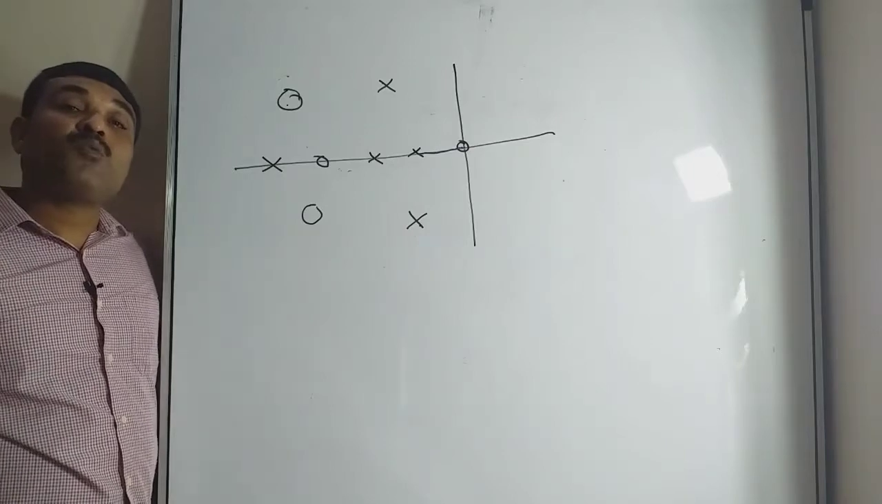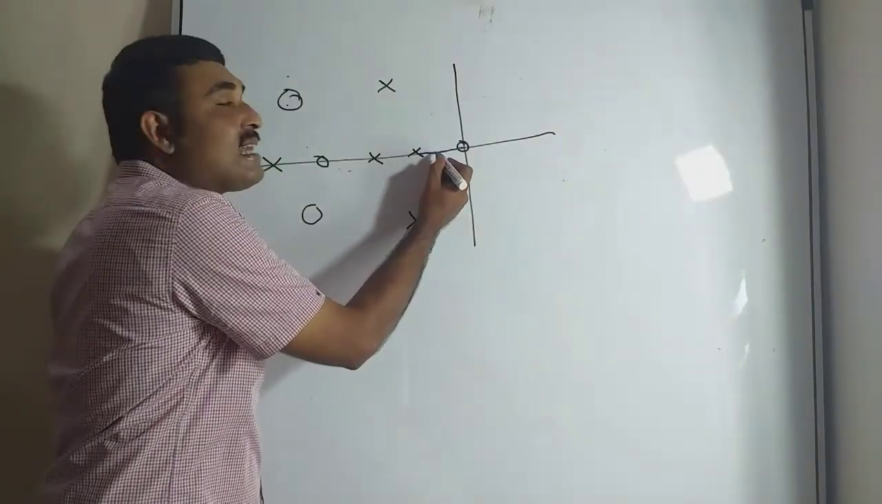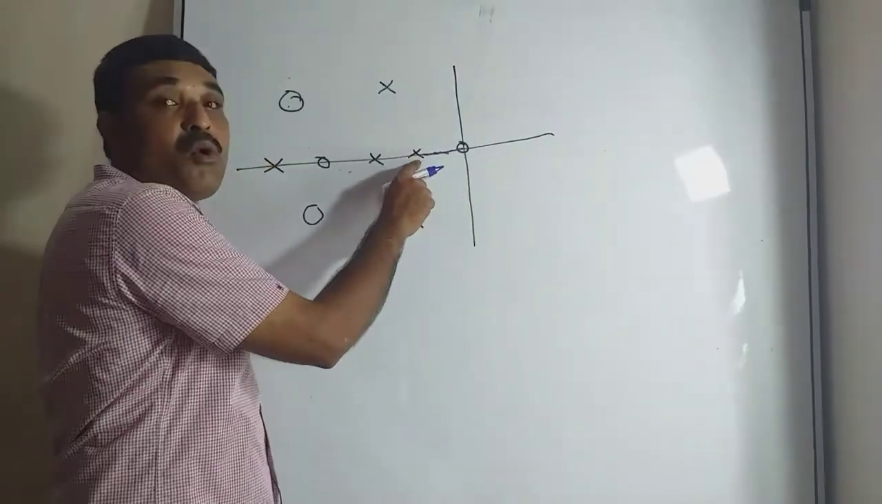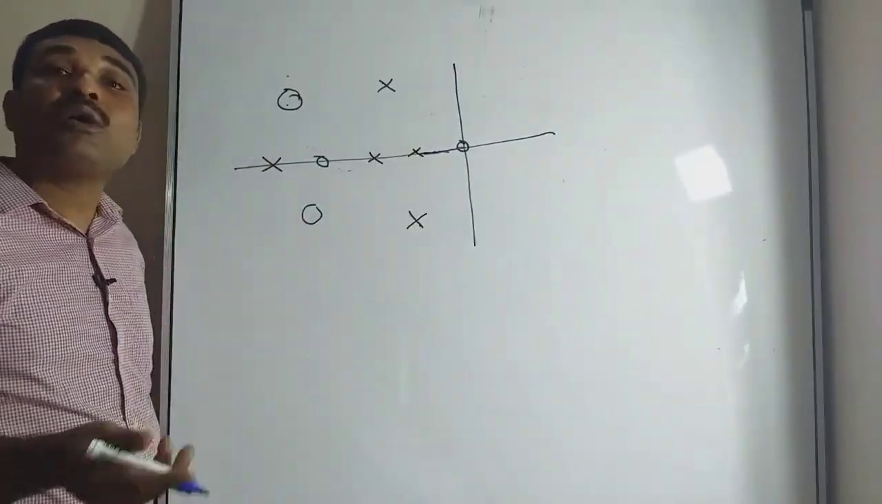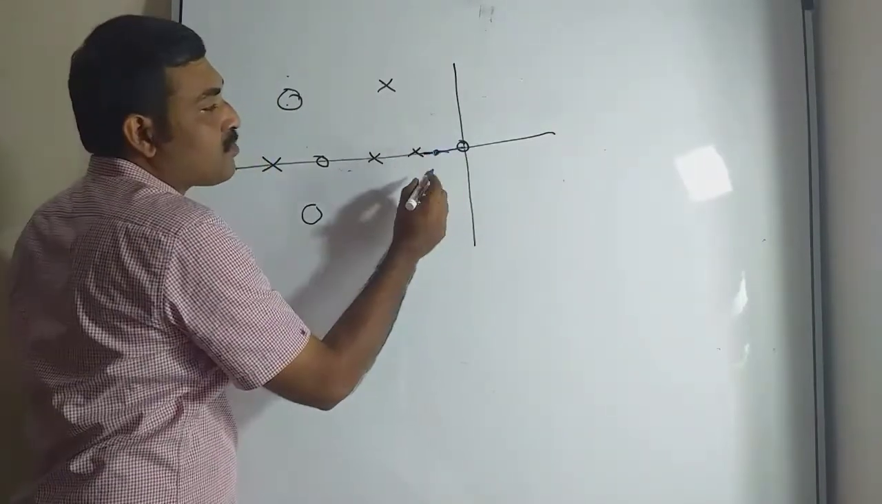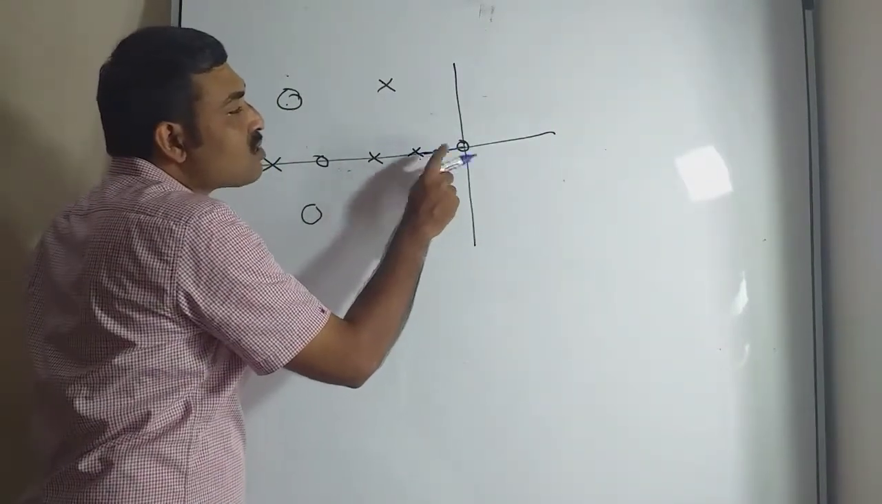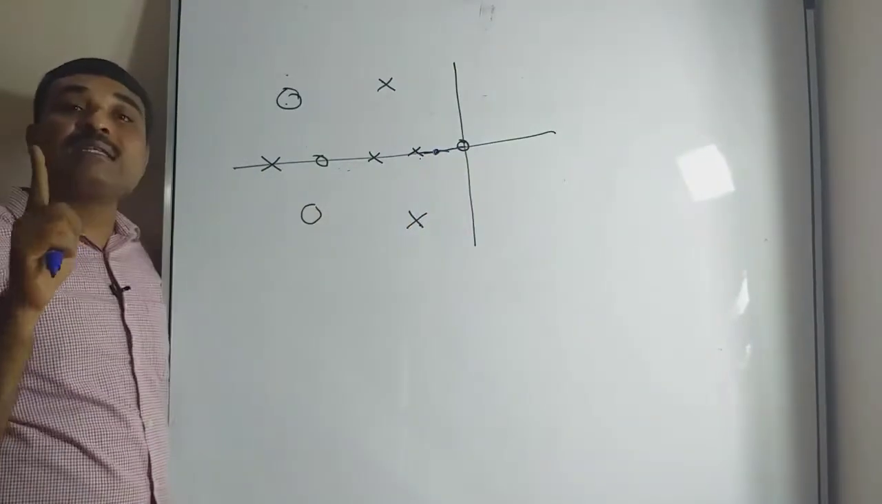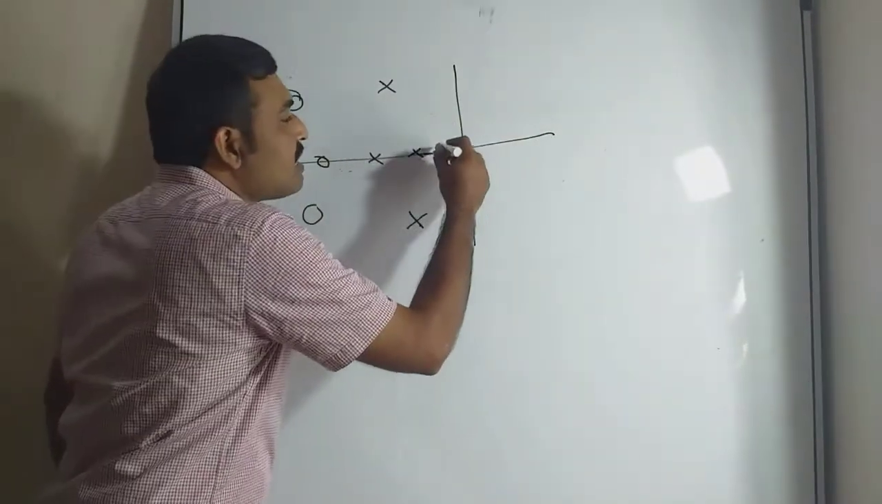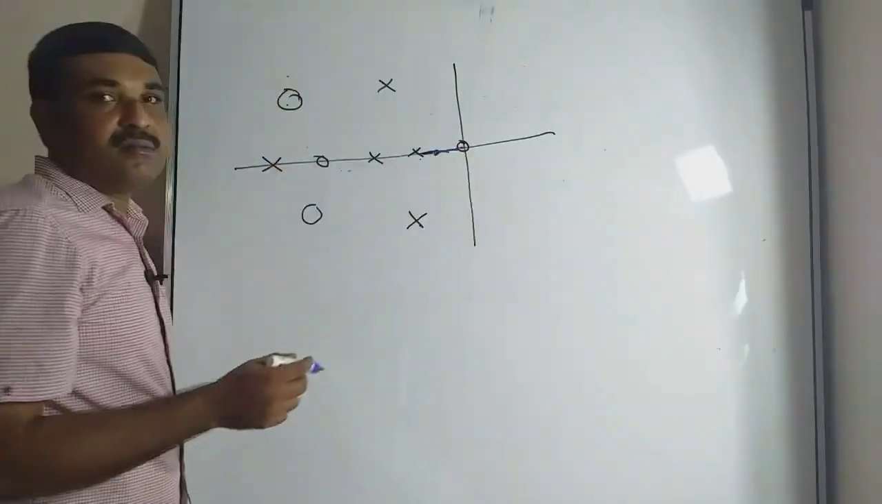For that purpose, I take a test point towards the right side of this pole and count the total number of poles and zeros. I am taking a test point here. Towards the right of these poles, we have only 1 zero. That is an odd number. So this portion is on the root locus.